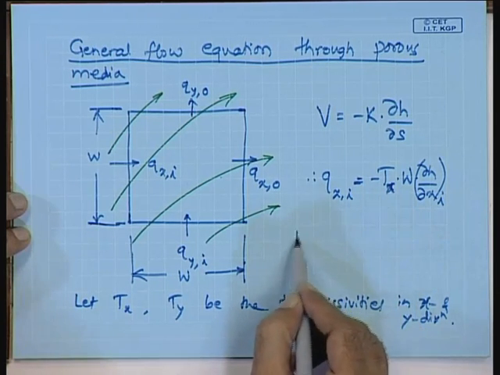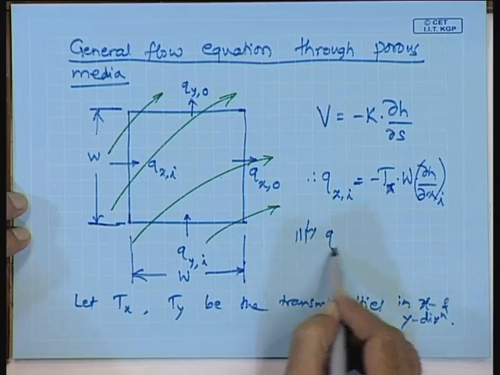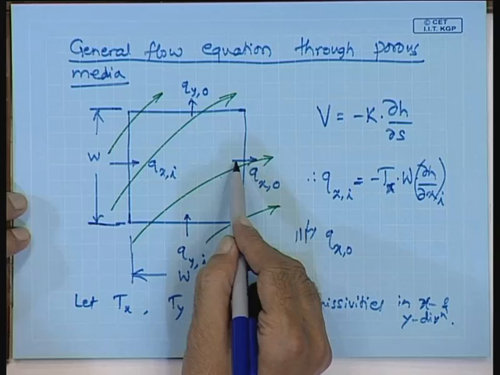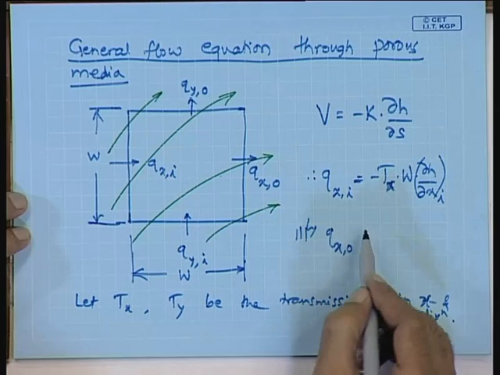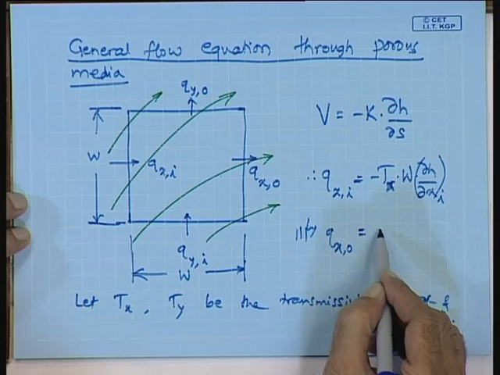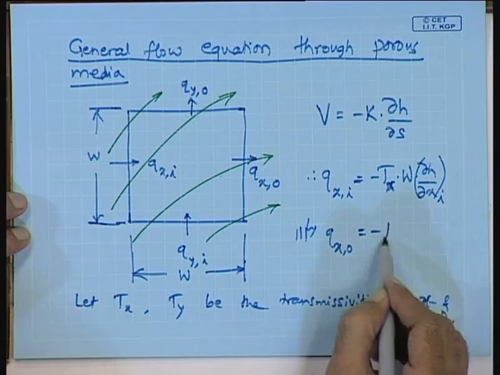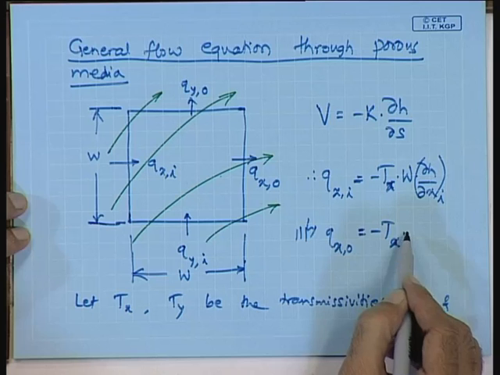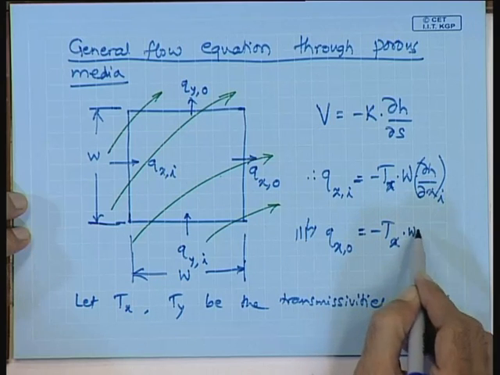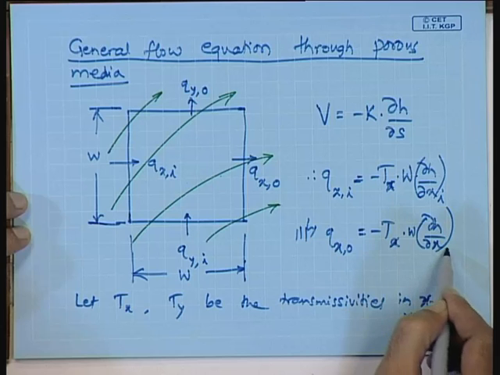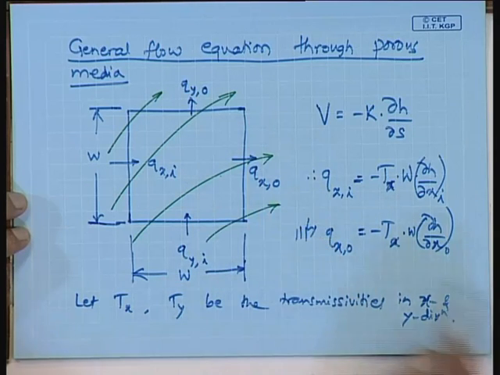Similarly, Qx, the outflow through the right boundary, which is denoted by Qxo, is given by minus Tx, which is transmissivity along x direction, into W into dH by dx at this outlet section. Okay.